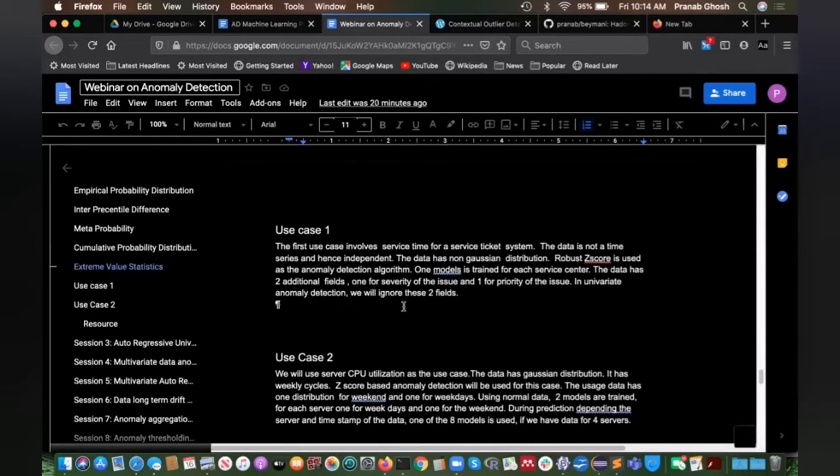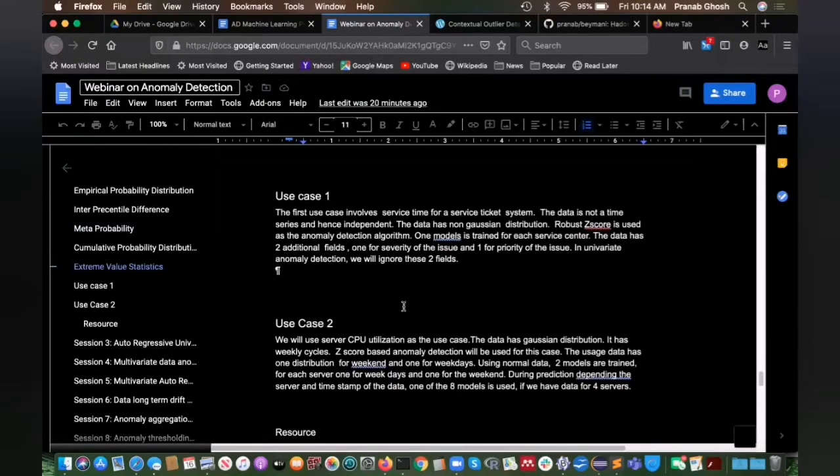Now this data set has two more fields. One is the severity of the issue, and the other is the priority of the issue. The time it takes will also depend upon those two parameters. So strictly speaking, it's a case of multivariate anomaly detection, but today we are going to treat it like a univariate anomaly detection and ignore the other two parameters. When we come to multivariate anomaly detection, we might use it for the same problem. But for now, we are going to assume it's univariate.